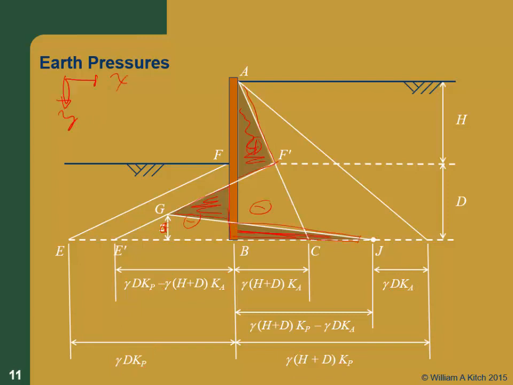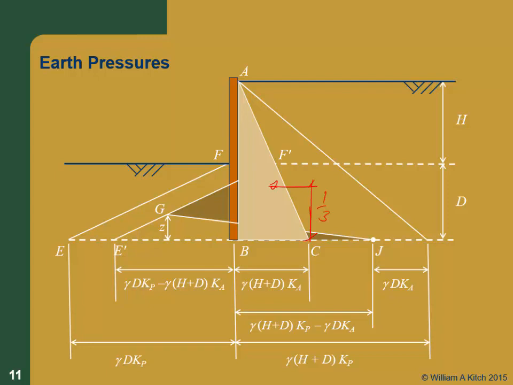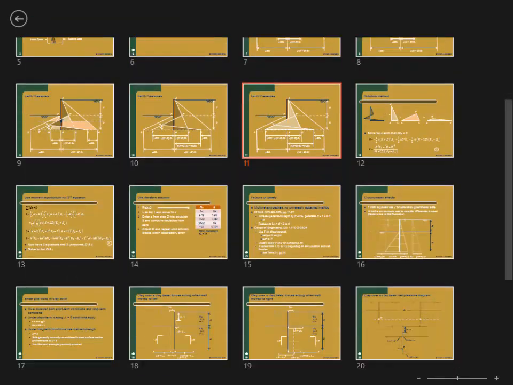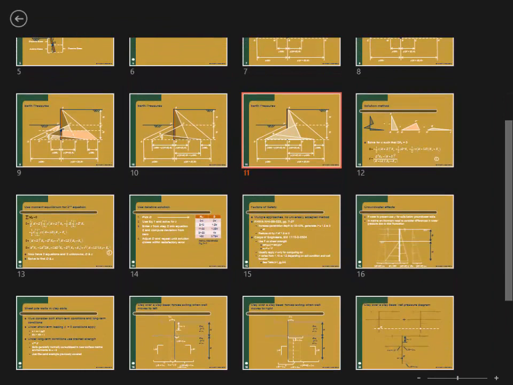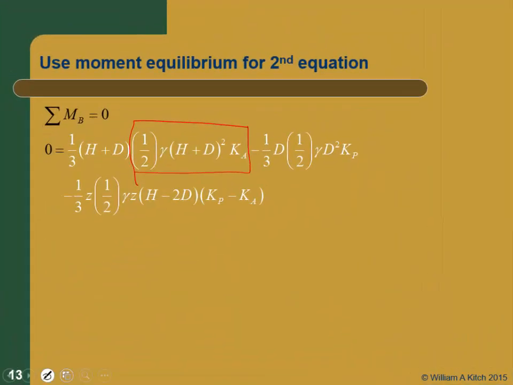That was the triangle AB, that's this triangle. Right? So the force is acting there, and this lever arm is going to be 1/3 of H plus D. Right? So where's my moment equation? So here's my moment equation. So it's 1/3. This is the earth pressure, and this is X, the moment arm.